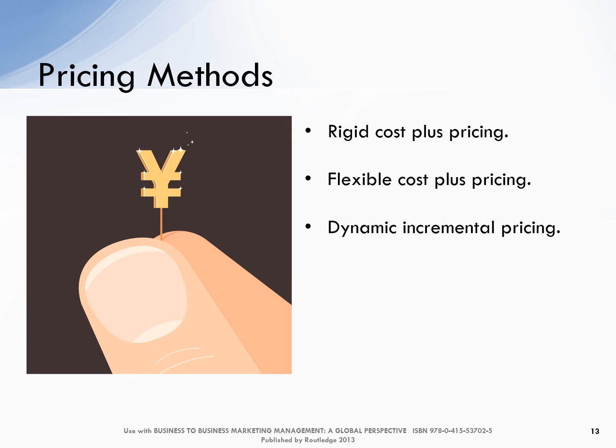Pricing methods. Pricing methods are closely related to pricing objectives. Firms who wish to assure short-term profits start their pricing on the basis of cost. This is often true of firms in the earlier stage of internationalization. So pricing methods can be of three types: rigid cost plus pricing, flexible cost plus pricing, and dynamic incremental pricing.